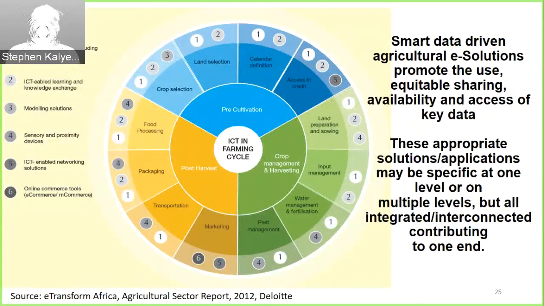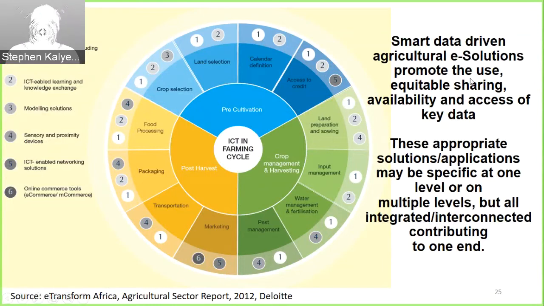Now, let's look at the e-solutions we can have, that we can use, that we can develop to share all this information, all this key data required for farmers. At any stage, agricultural information must be effectively, efficiently delivered to stakeholders in order to achieve that the ICT-enabled services and tools may be employed appropriately to deliver quality information while reducing time and costs.